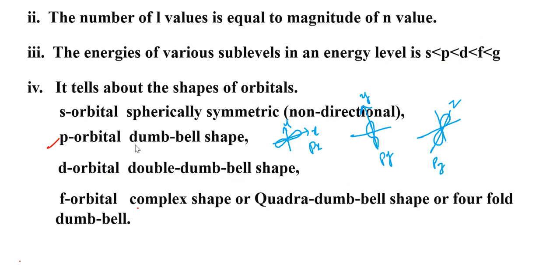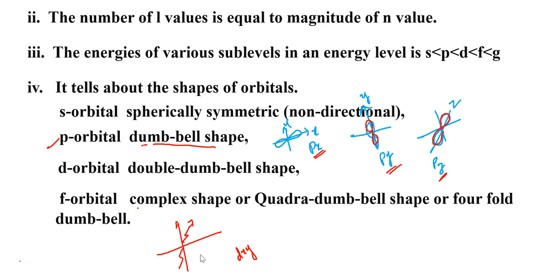P orbital is a dumbbell shape. It is directional. If it is placed on x axis, that is px. If it is placed on y axis, it is py. If it is placed on z axis, that is pz. Then d orbital में double dumbbell shape is there. You know that x axis, y axis तो z axis होगा ऐसा. ठीक है.